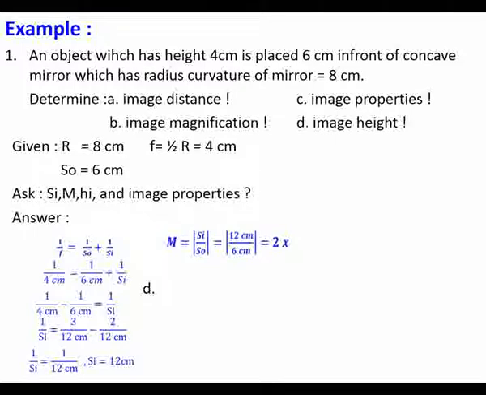For question B, the problem asks about image magnification M. From the formula above, magnification M equals SI per SO in absolute value. So M equals 12 centimeters per 6 centimeters. So the magnification is 2 times.